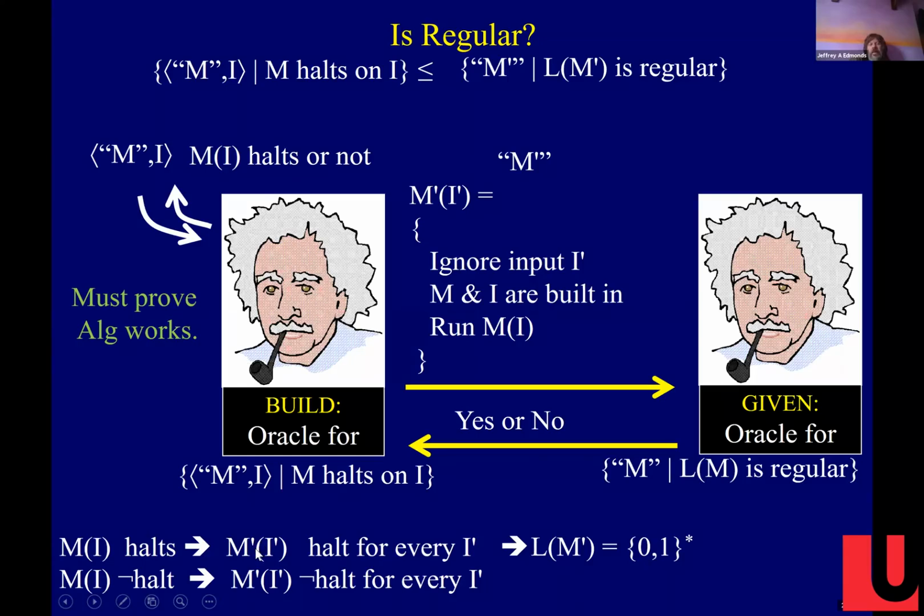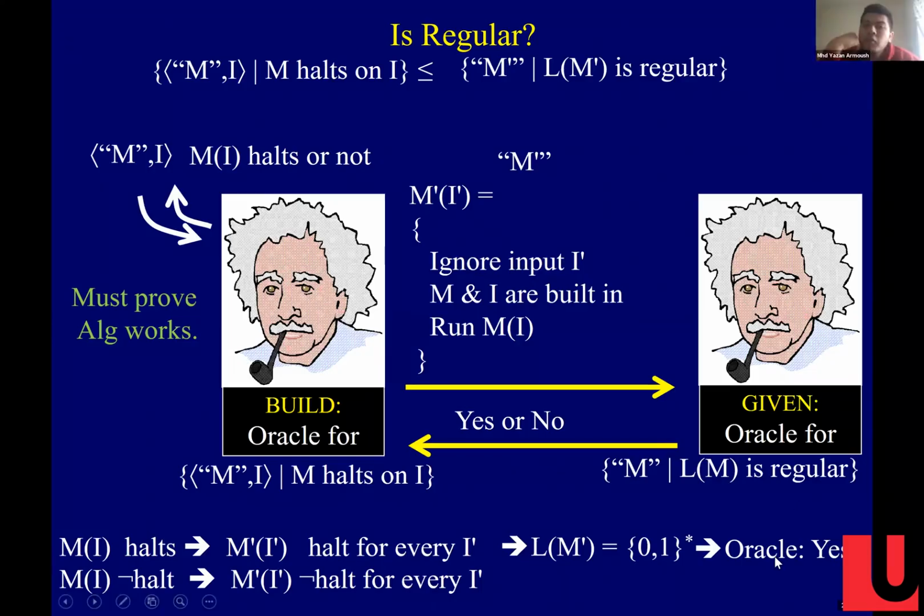If we give it the same M prime, what does M prime do? M prime halts on every input. So what is L? L is the everything language. It halts on everything. Is the everything language regular? Yeah, that's easy. So the oracle says yes.